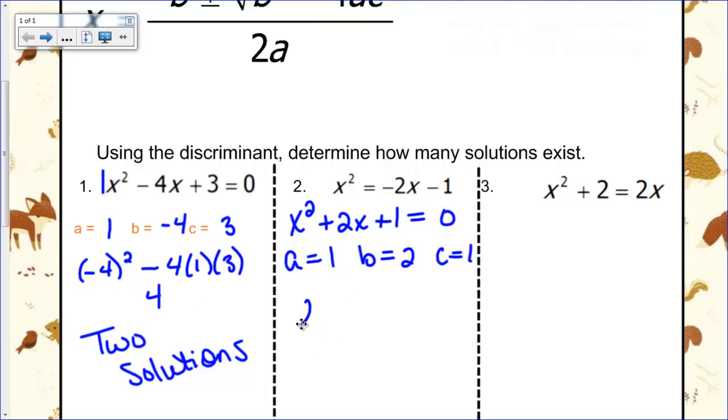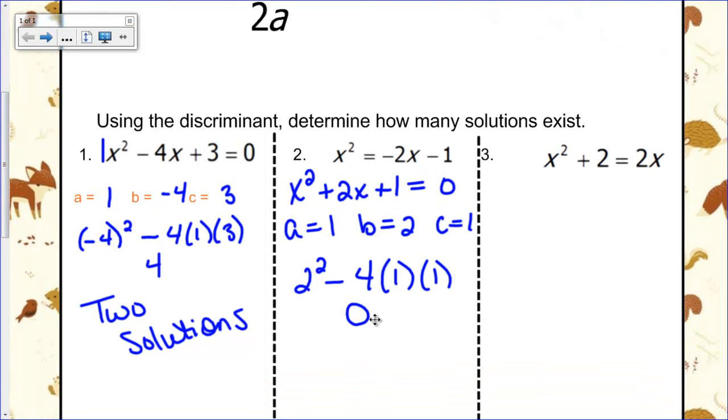So b squared is 2 squared minus 4 times a, which was 1, times c, which was 1. And when I plug that into my calculator to find out what that equals, I get 0. And when you use the discriminant and you get that 0 is an answer, that is how it lets you know that you only have 1 solution.